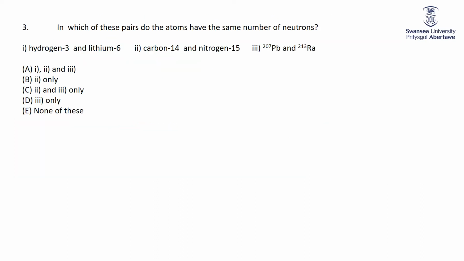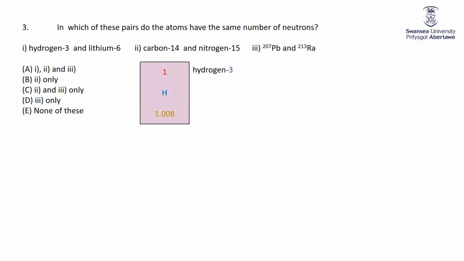So this particular question, the wording can be a little bit confusing. So let's think our way through it. In which of these pairs, well, there's a pair, there's a pair, and there's a pair, do the atoms have the same number of neutrons? So what we're going to have to do is look at each member of a pair. So start off with hydrogen 3 and lithium 6, figure out the number of neutrons in each and compare them. So we'll start off with 1, hydrogen.